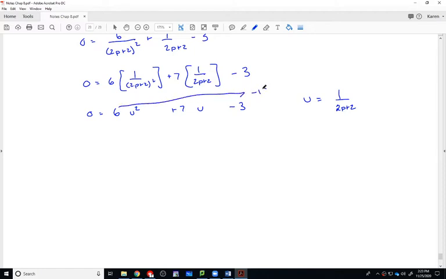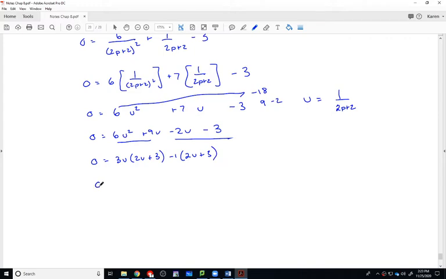So my target number is -18, so that's going to be +9 and -2. We've got 6u squared plus 9u minus 2u minus 3. Factor by grouping. Out of this first group, I'm going to take out a 3u to be left with 2u plus 3. Here, I can't take out anything except I'm always going to take the sign of the first term, so I'm going to take out a -1 to be left with 2u plus 3. So my greatest common factor is 2u plus 3, and I'm left with 3u minus 1.